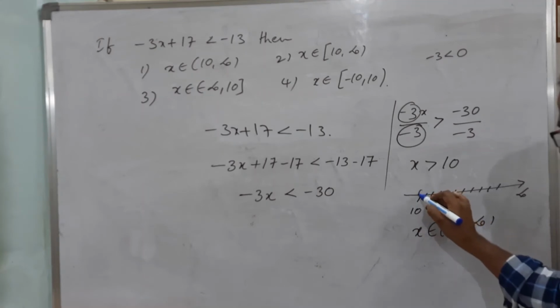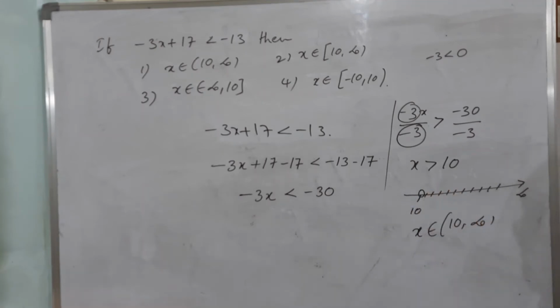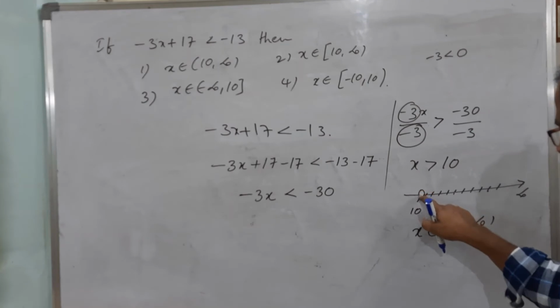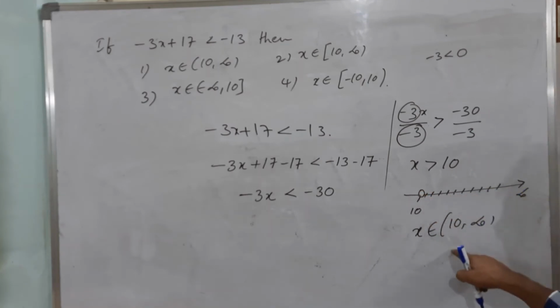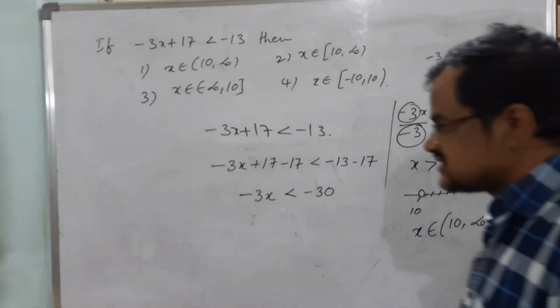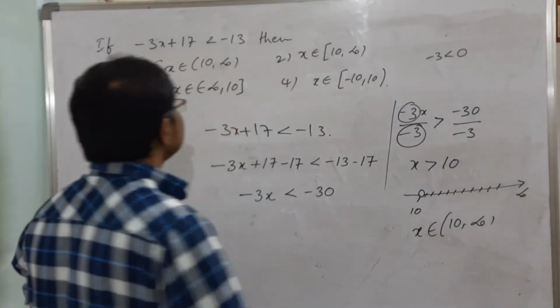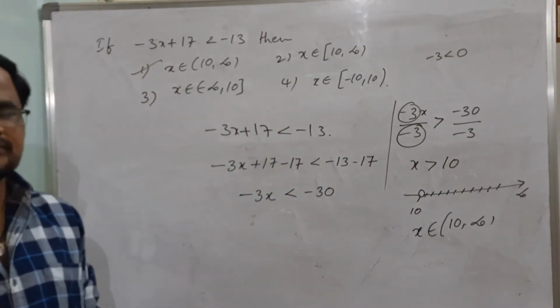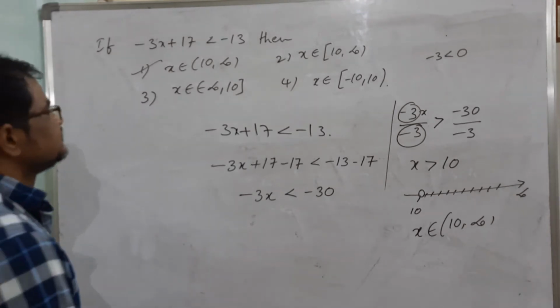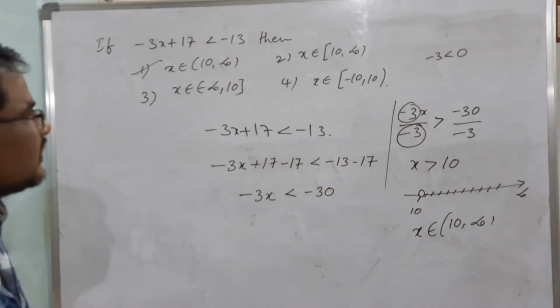Open interval means we can't consider this 10, that's why it is an open circle; all the remaining points exist for this. So this is the first option, open interval 10 to infinity. Next problem.